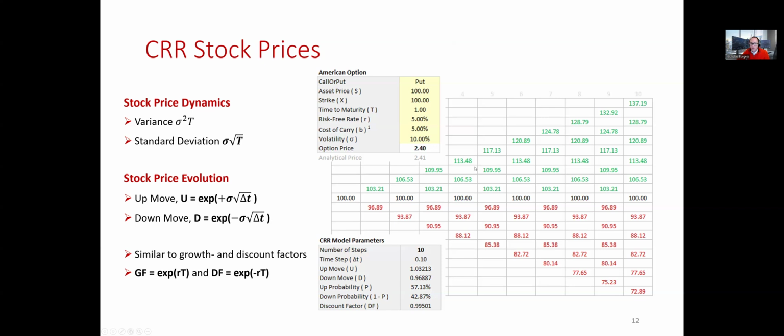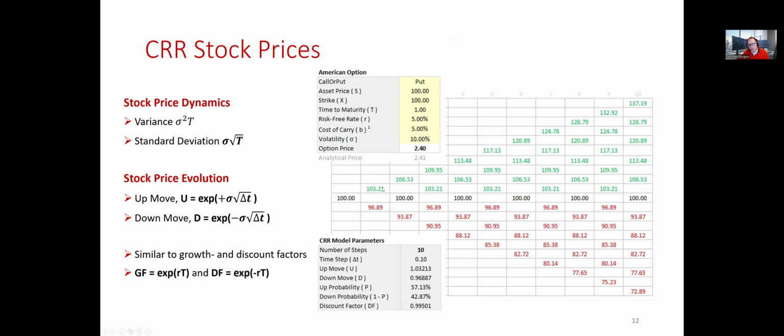So firstly, we compute a stock tree. I've got 10 steps, and you can see spot price times u gives you 103.21, which is just this up move factor here. And then the spot price 100 times the down move, 0.96887, gives the down price here, 96.89. So you just multiply to get the current node. You can multiply the previous node by the down move, or if you're in the middle, the previous node could be down or up.